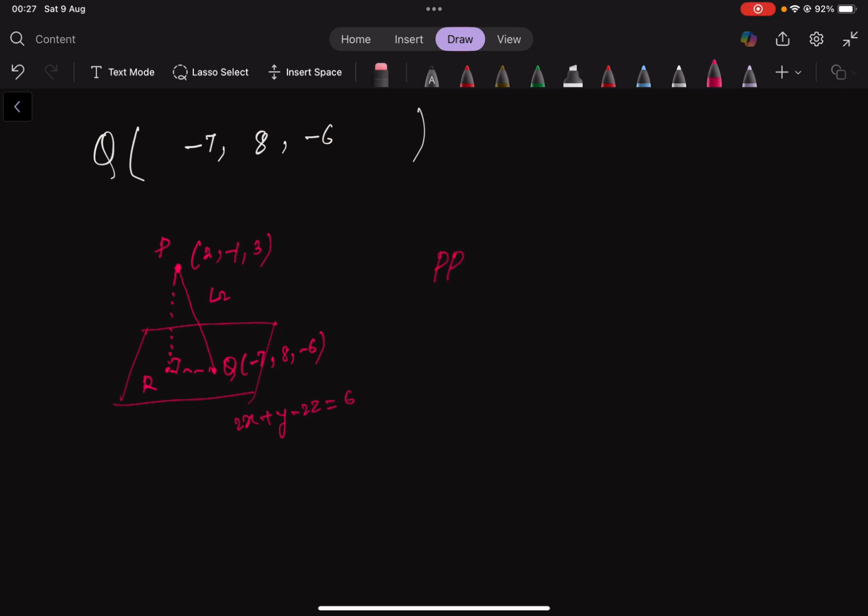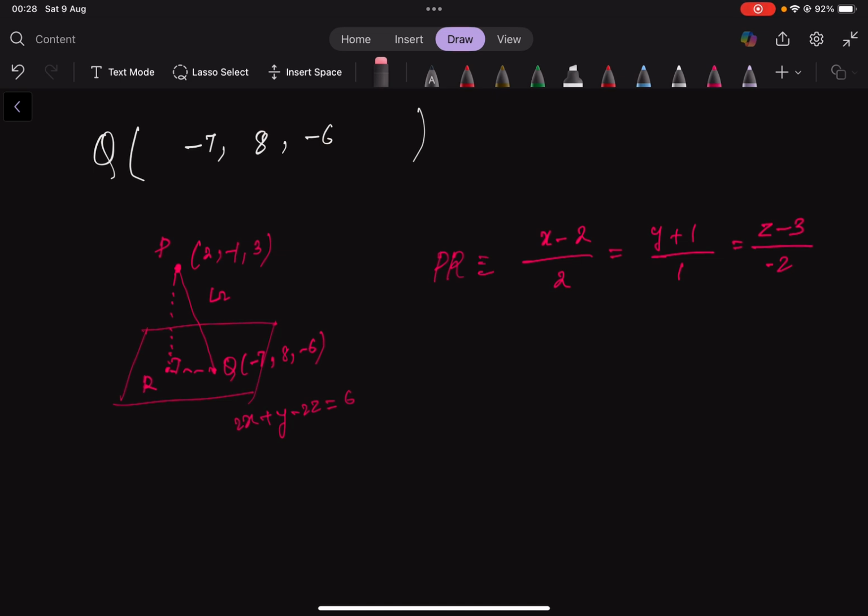So I can write the PR line as (x minus 2) by 2 is equal to (y plus 1) by 1 is equal to (z minus 3) by minus 2. These 2, 1, minus 2 are nothing but the coefficients of x, y, z in the plane 2x plus y minus 2z is equal to 6, because that is the plane equation, and the normal will be perpendicular to this plane, and we can see PR is acting as a normal here.